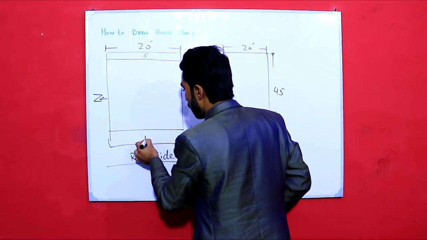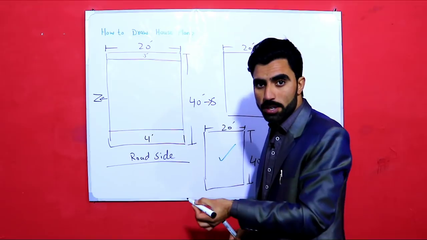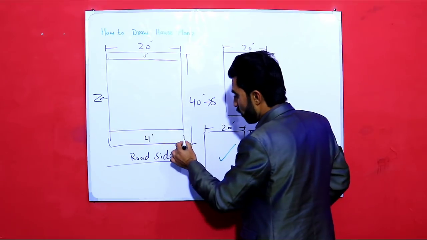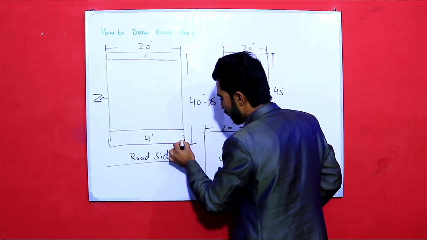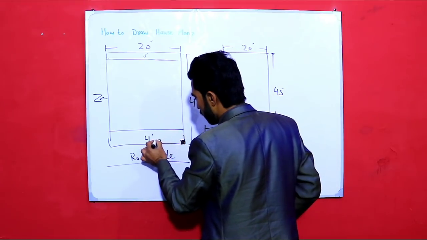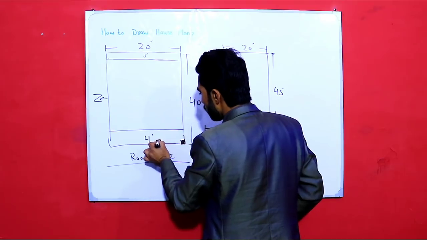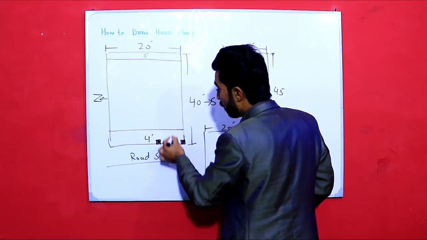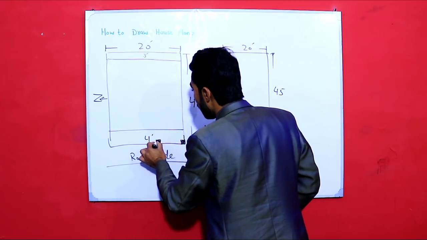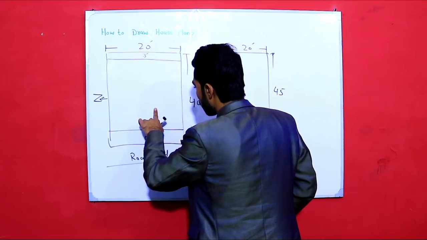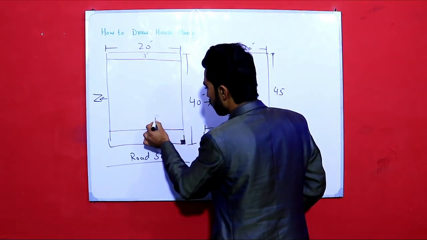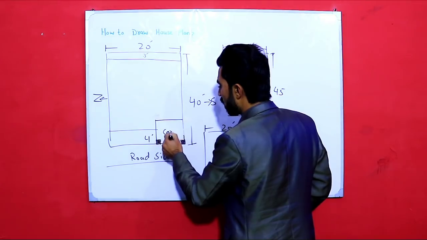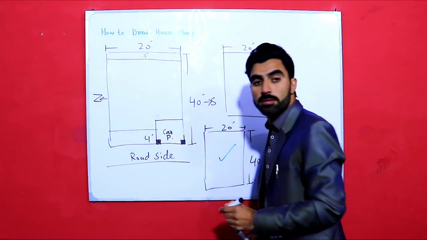Or I will keep, for example, 4 feet or 5 feet here on the front side. So now you will bring an idea. Where is the main gate? For example, the main gate is here. This is the main entrance, the main gate. So automatically this is car parking. As you can see, this is car parking.